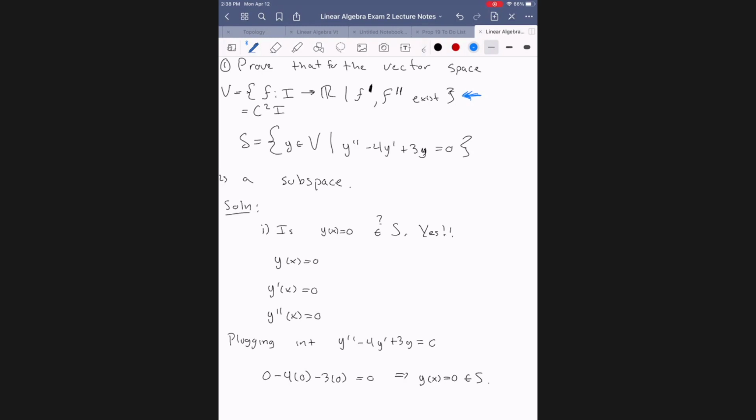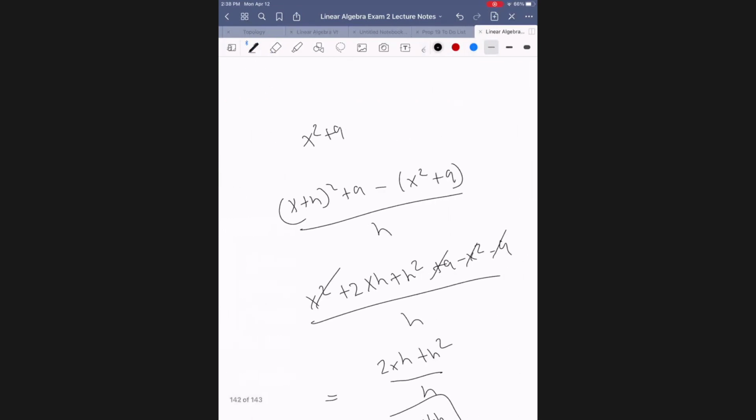Okay, let's move on to the second part. The second thing we need to do is show that if F and G are in S, then F plus G is also in S. We need to show this. So how will we even do this? Let's just say y1 and y2, just to keep the notation consistent.